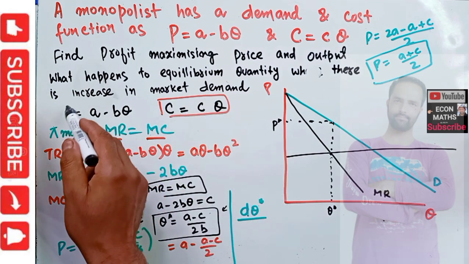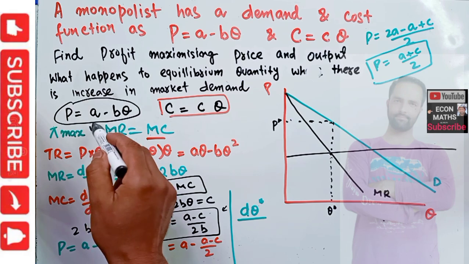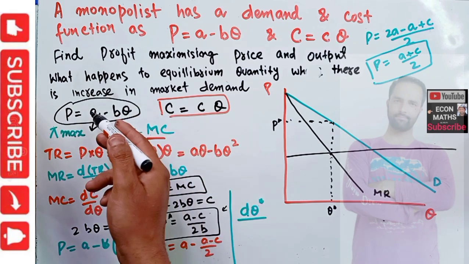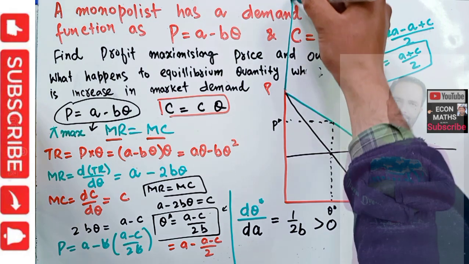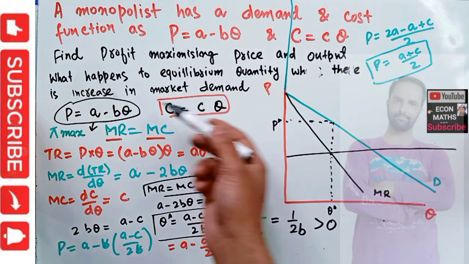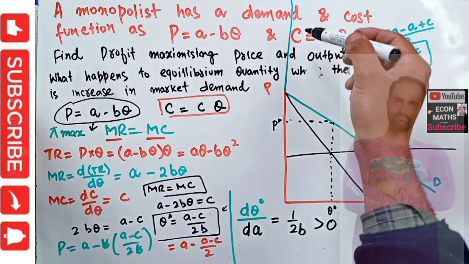Now when will market demand increase? If this is our market demand function, when this intercept increases, that is, when the value of A changes. That means we are supposed to find the change in equilibrium quantity with respect to the change in the parameter A. Given this function, the derivative with respect to A will be 1 over 2b, which is greater than 0. So the question was asking what happens when this A changes, the increase in demand.